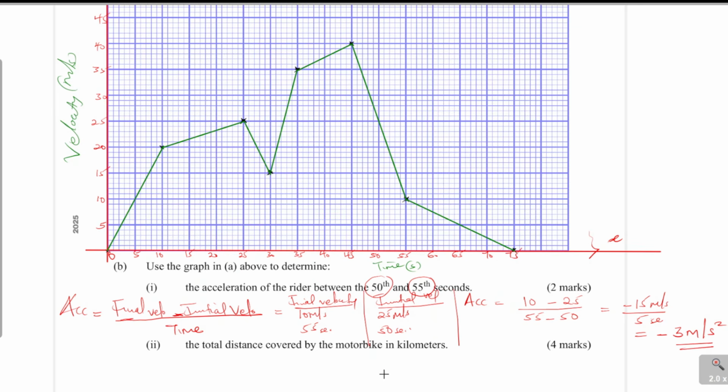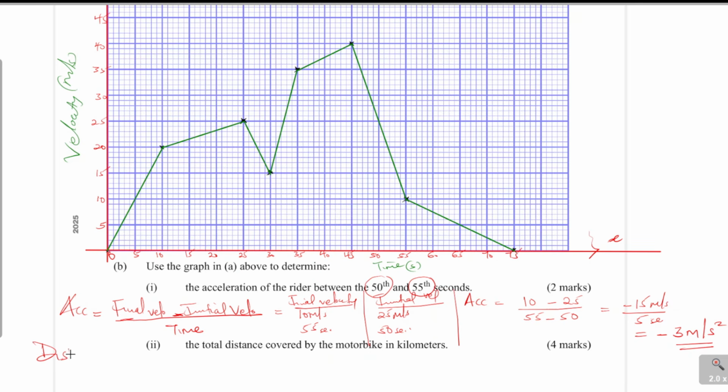Now we go to the second part, the total distance covered by the motorbike in kilometers. Remember, when you get the distance here, because you can see you're given speed in meters per second, when you get the total distance, we get that one in meters. So you have to convert to kilometers. Now, how do we get the distance? In a velocity time graph, the distance is obtained by getting the area under the graph.